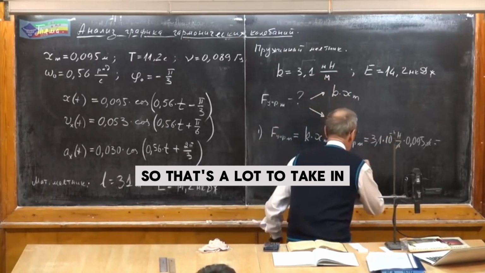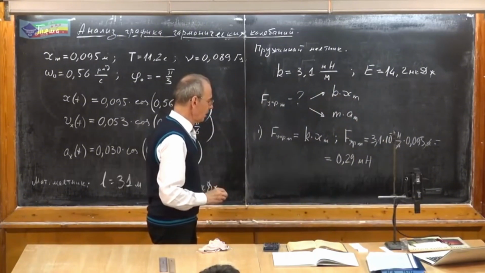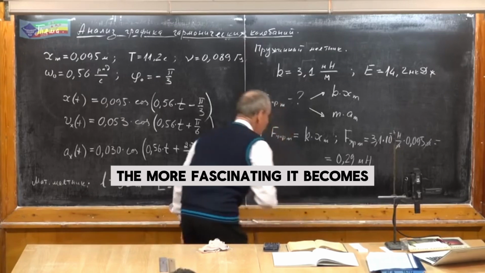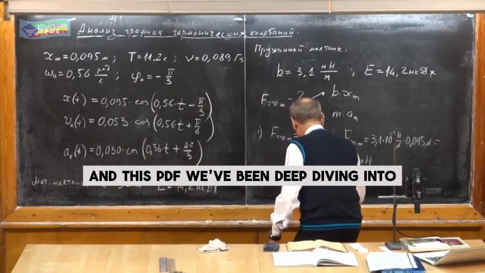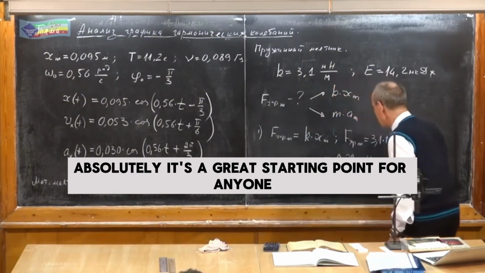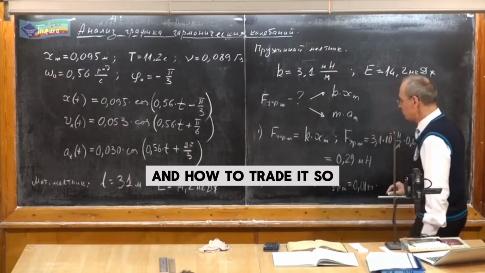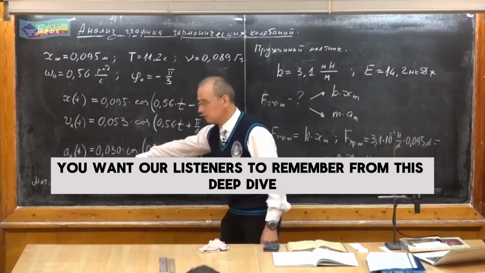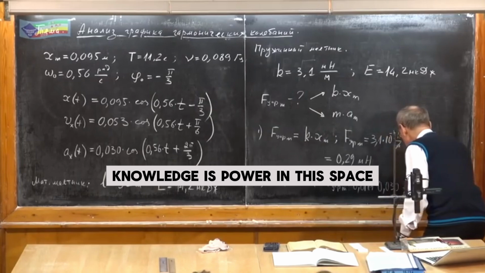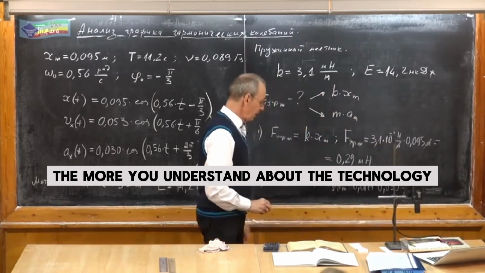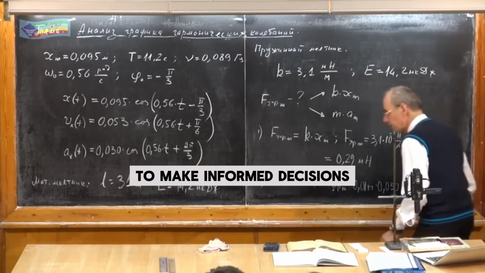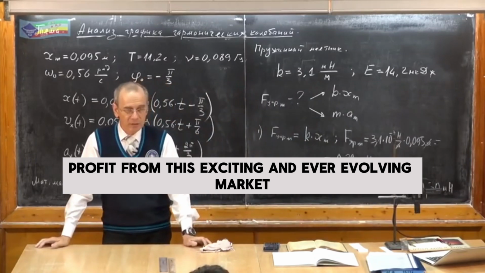Okay, so that's a lot to take in. I feel like I've learned a whole new language. The language of cryptocurrency. It is a lot, but the more you learn about it, the more fascinating it becomes. And this PDF we've been deep diving into has given us a really solid foundation to build on. Absolutely. It's a great starting point for anyone who wants to learn more about cryptocurrency and how to trade it. So what's the one key takeaway you want our listeners to remember from this deep dive? I think the most important thing to remember is that knowledge is power in this space. The more you understand about the technology, the market dynamics, and the various trading strategies, the better equipped you'll be to make informed decisions and potentially profit from this exciting and ever-evolving market.